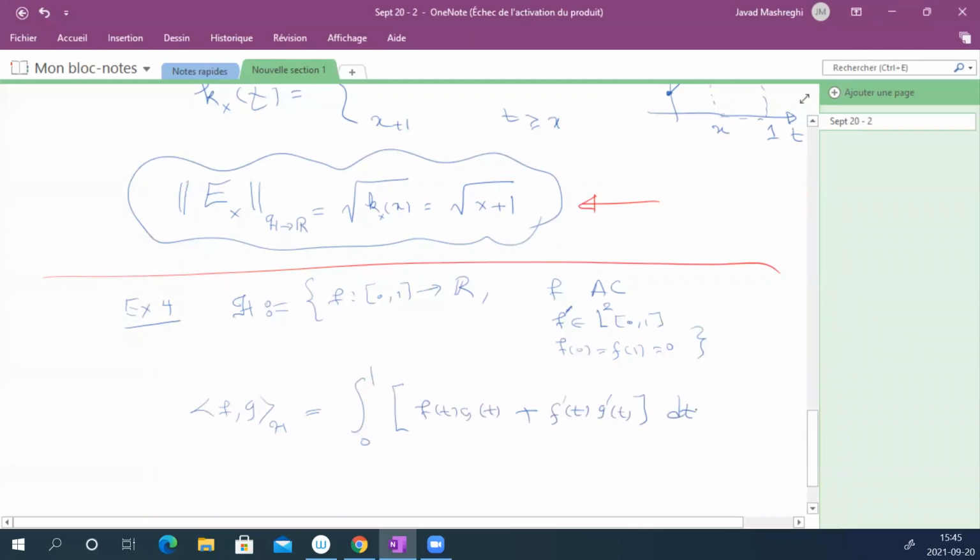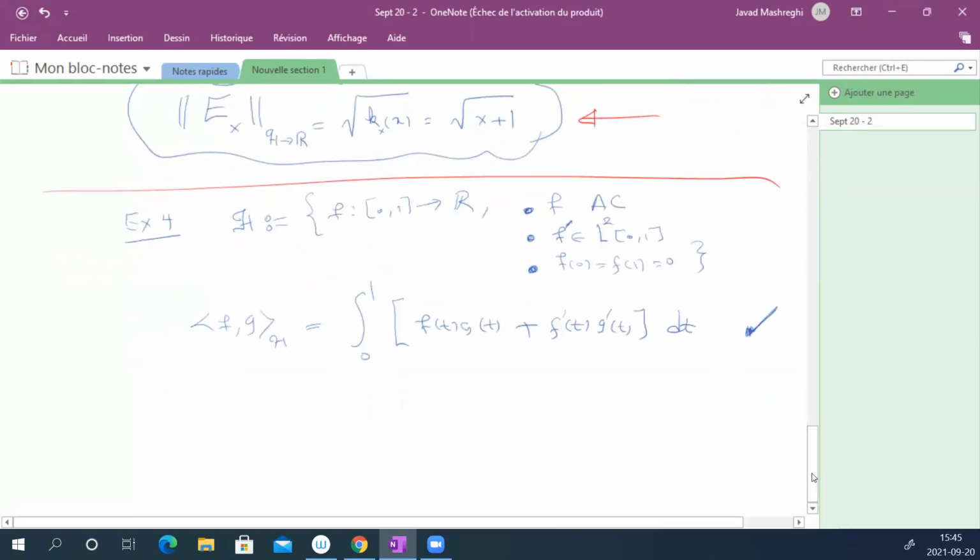So in a sense, it's similar to example 1. I mean, the conditions that we had before are the same: absolutely continuous, derivative in L2, boundary values. The difference is here. I define a different inner product on it.